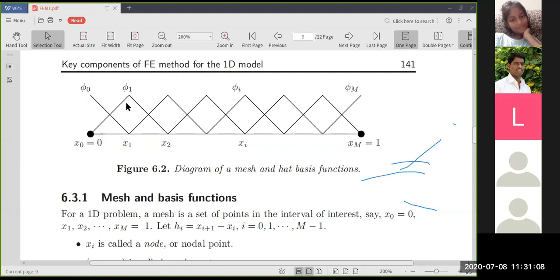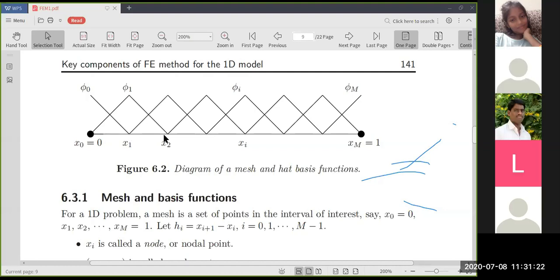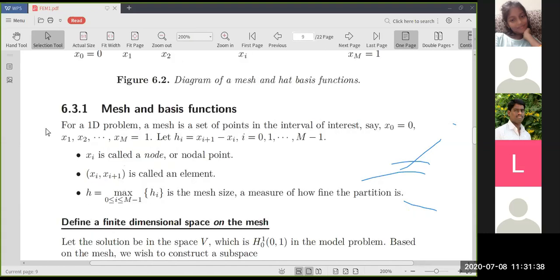We have defined this hat function. So see that whenever I take the interval x0, x1 and x2, your phi1 is determined only in x0, x1 and x2. The next function is phi2. Phi2 is defined only in x1, x2 and x3. It is defined like that, etc., till xm. We will be considering only phi m minus 1, which is defined in the interval xm minus 2, xm minus 1, xm. That is how it is being defined. In the terminology, I have already introduced the terminology.